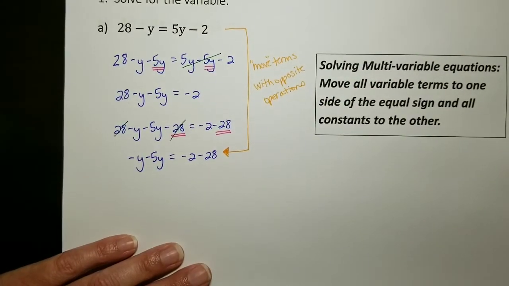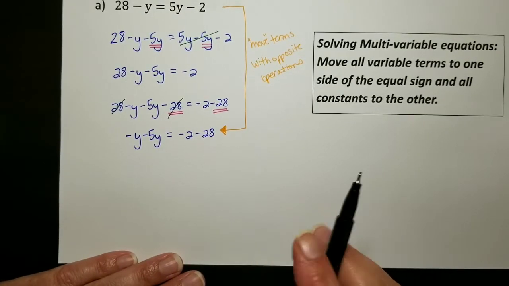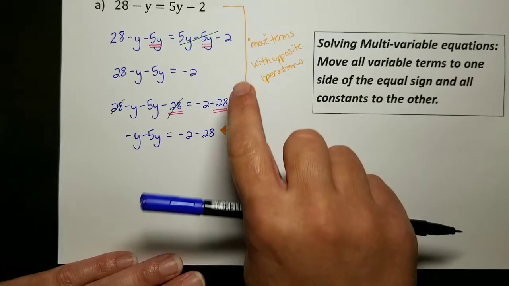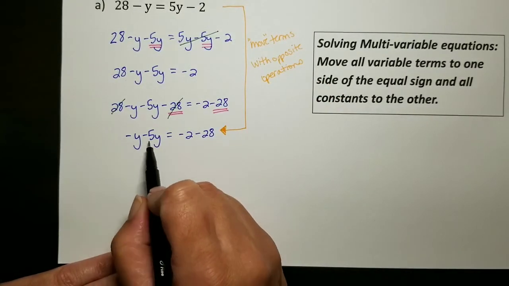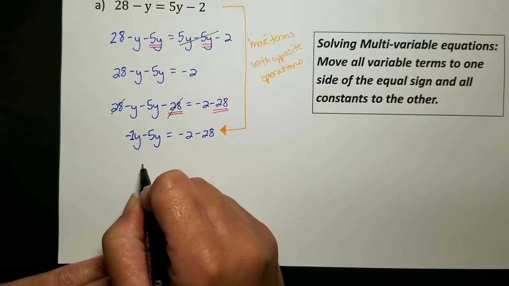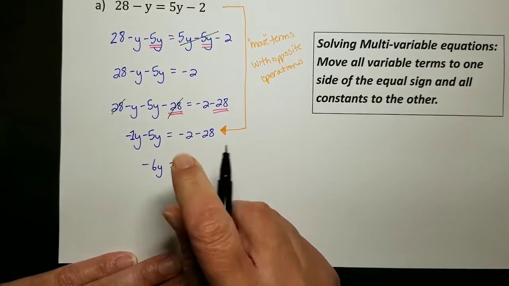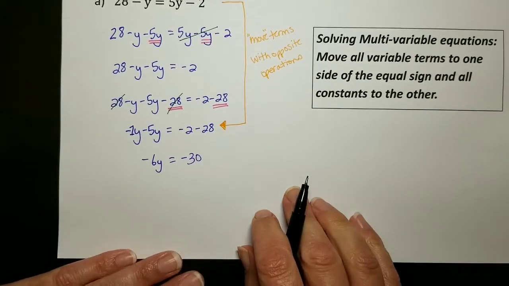So again, there's no such thing as actually moving things around, but that's what it's going to end up looking like when we do these opposite operations and start skipping over some of these steps. So here I have like terms on the left, negative y, remember that's like a negative 1y, minus 5y is negative 6y, and negative 2 minus 28 is negative 30.